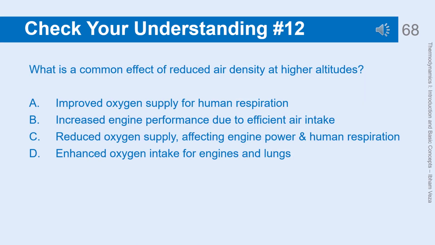Answer C. Reduced oxygen supply, affecting both engine power and human respiration. Explanation of why other answers are wrong. A. Improved oxygen supply for human respiration. Incorrect, because reduced air density decreases oxygen supply, making breathing more difficult at higher altitudes.